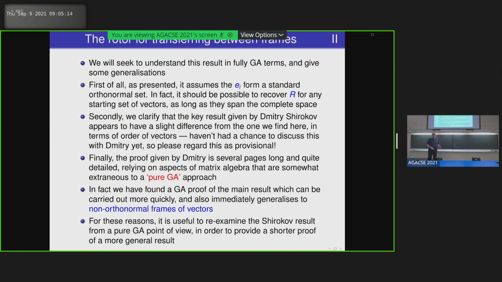Finally, the proof given by Dmitry is several pages long, quite detailed, and relies on aspects of matrix algebra that are somewhat extraneous to a pure GA approach. What I'll be showing you here is a pure GA proof, which can be carried out more quickly and also immediately generalizes to these non-orthonormal frames of vectors. Okay, so we're going to re-examine this result from a purely GA point of view.